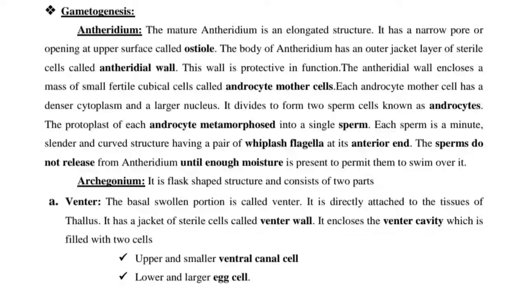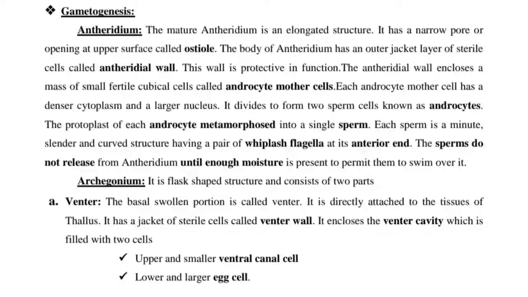This wall is protective in function. The antheridial wall encloses a mass of small fertile cubical cells called androcyte mother cells. Each androcyte mother cell has a denser cytoplasm and a larger nucleus. It divides to form two sperm cells known as androcytes. The protoplast of each androcyte is metamorphosed into a single sperm. Each sperm is a minute, slender and curved structure having a pair of whiplash flagella at its anterior end. The sperms are not released from the antheridium until enough moisture is present to permit them to swim over it.